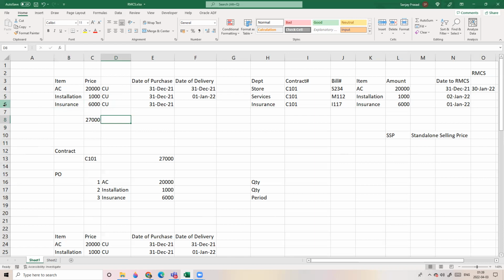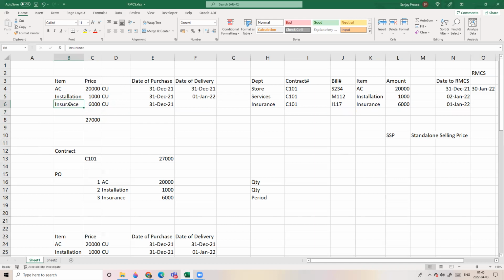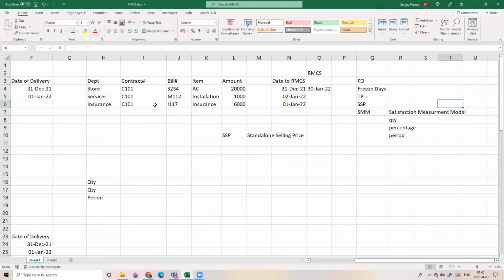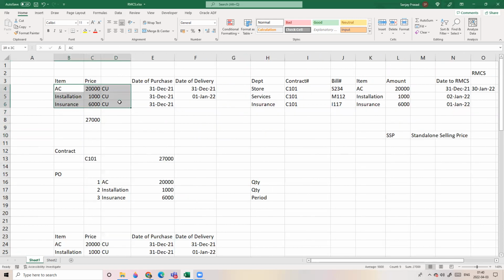Here we can see that the satisfaction measurement in case of insurance is not based on quantity or percentage, rather it is based on period. So SMMs are of 3 types in RMCS, and those are quantity, percentage, and period. We just saw one example to explain this. I hope that is clear.